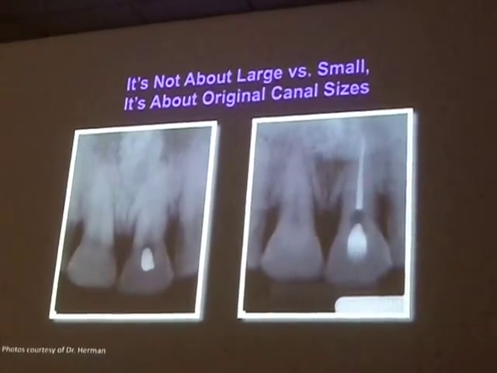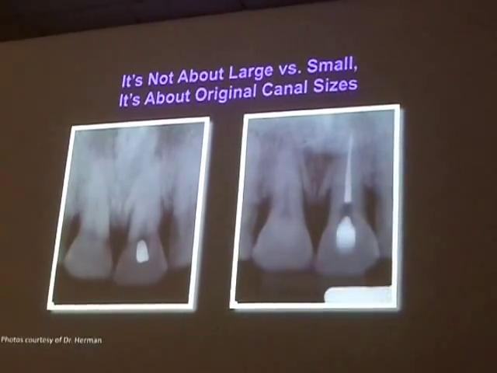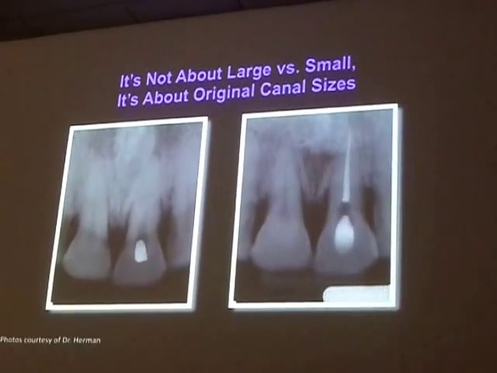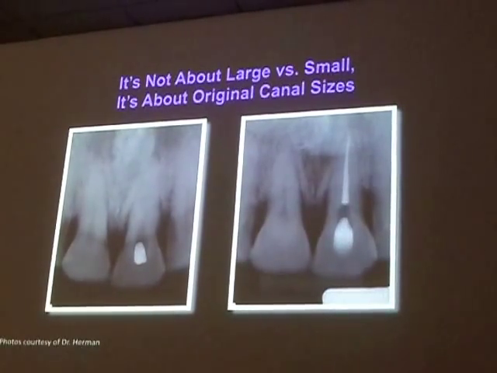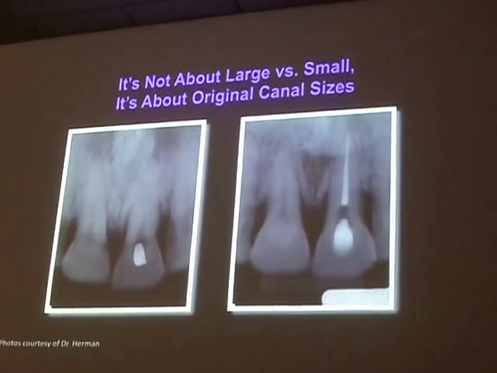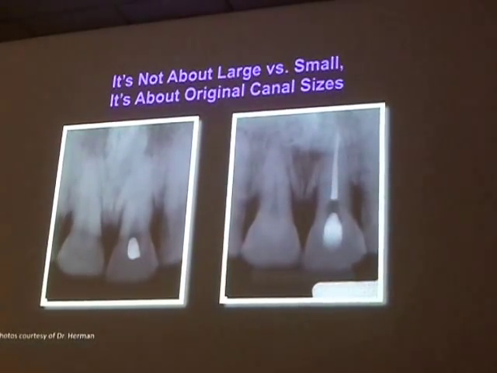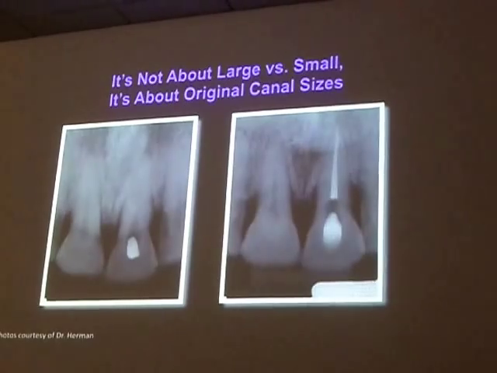So what we see here is that it's not necessarily about large versus small, it's about the original canal size. So here we have a central incisor that looks and appears to be pretty calcified, perhaps in an older individual, and we're going to go ahead and clean and shape the tooth according to the original anatomy of the tooth.